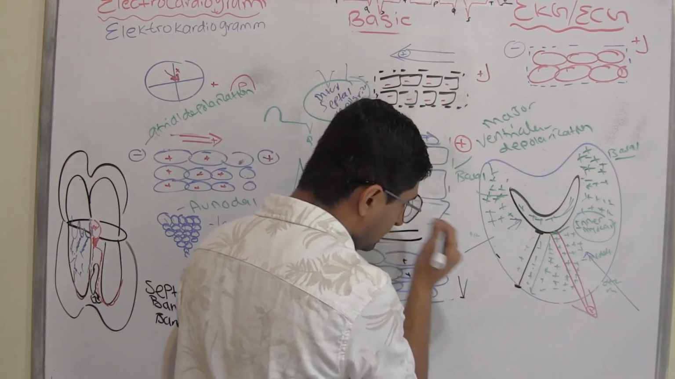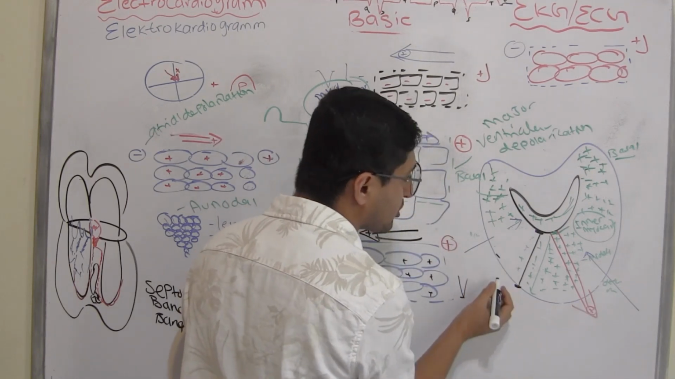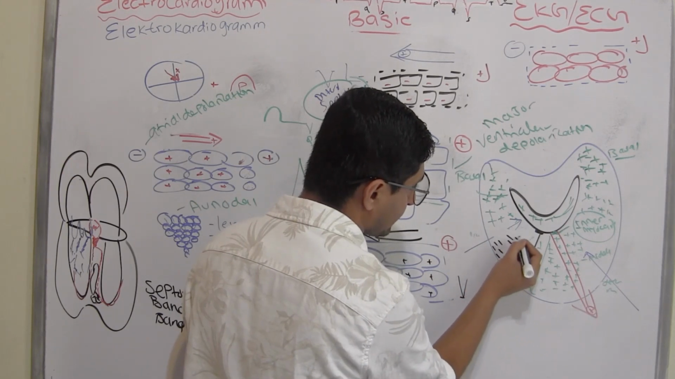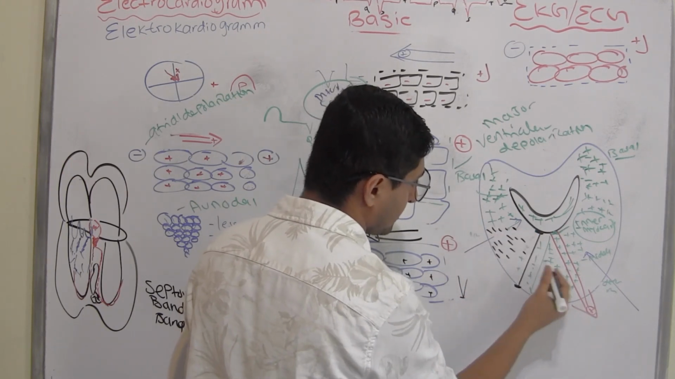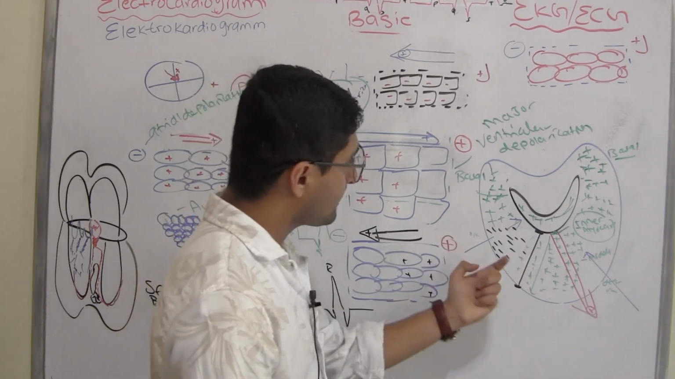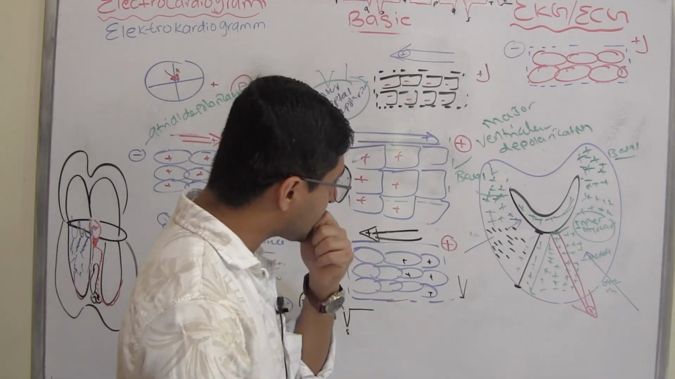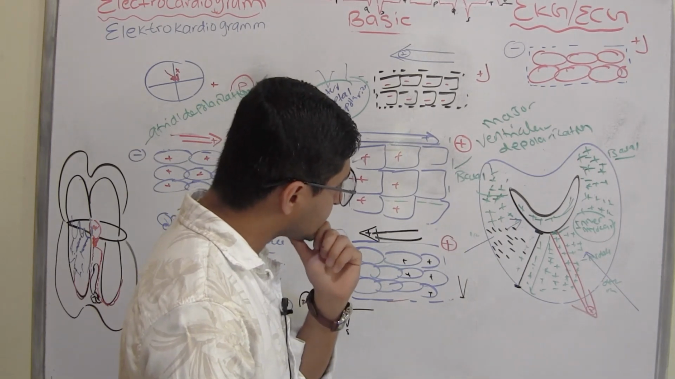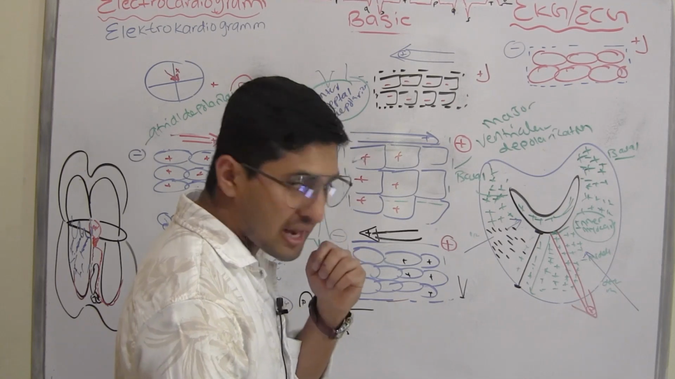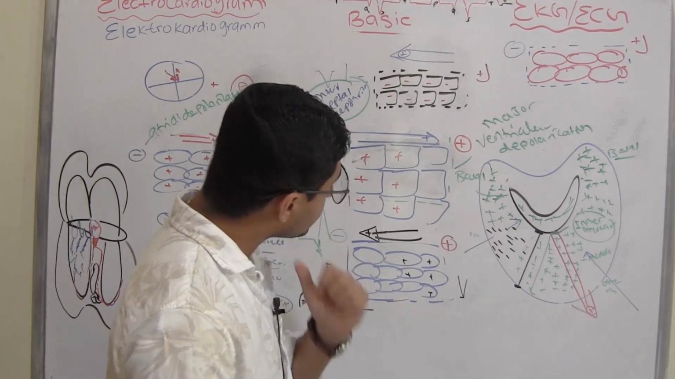So the cell started regaining its polarity because of the potassium efflux. So the cell is going this way, and it is negative like this, right? All of this is happening at the same time. Ventricular repolarization is happening, losing the potassium efflux, and the cell is going back to its own polarity, reaching the resting membrane potential.